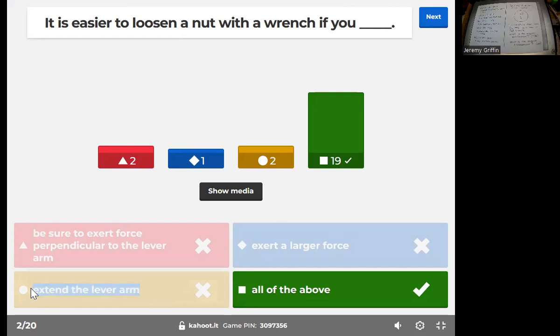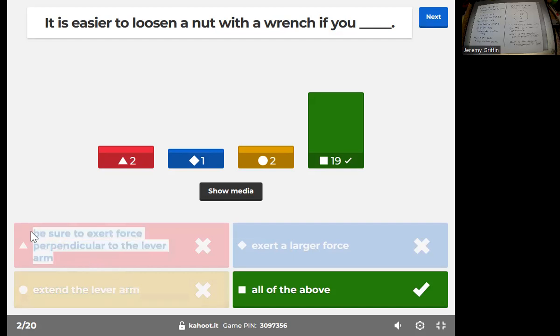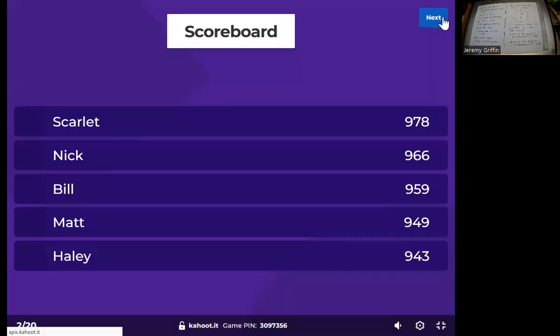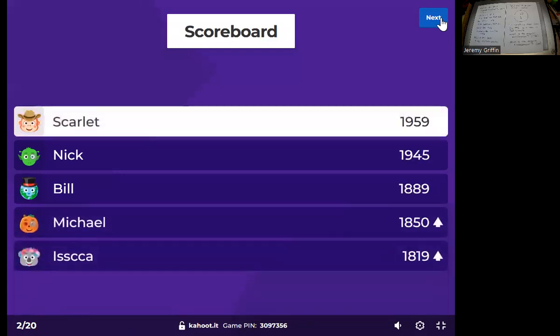Isn't that why the door handle is opposite of the hinges? Why isn't the door handle in the middle of the door? Oh, because of that, right. But also, you only care about the perpendicular components. So as long as you push perpendicular to the lever arm, you're maximizing your torque. That's what the sine theta part's about, right? Those are all true. All of the above. I've got Scarlett, Nick, Bill, Michael, Iska.